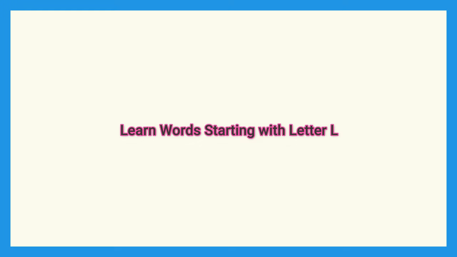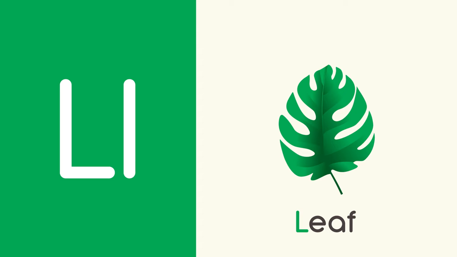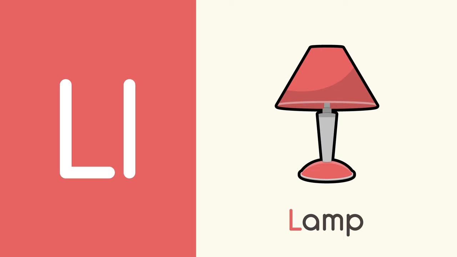L is for lion. L is for lungs. L is for lock. L is for leaf. L is for ladybug. L is for larva. L is for lamb.